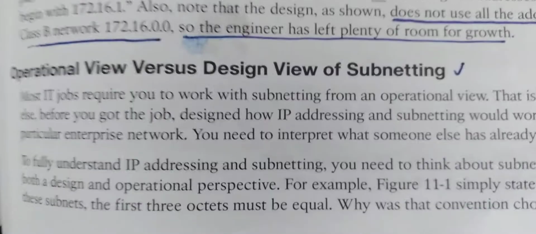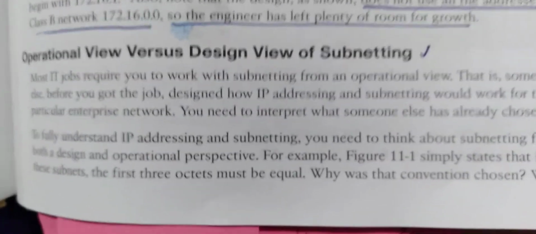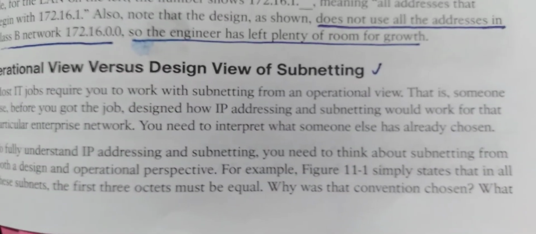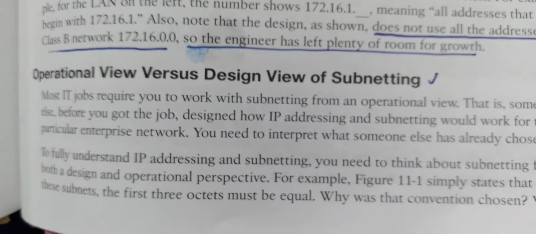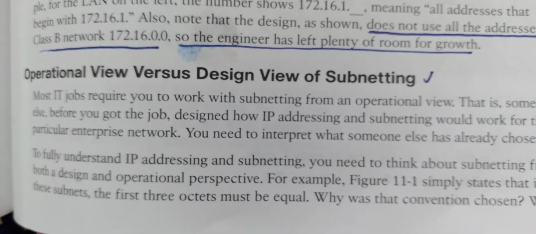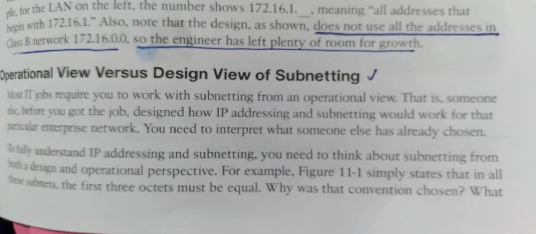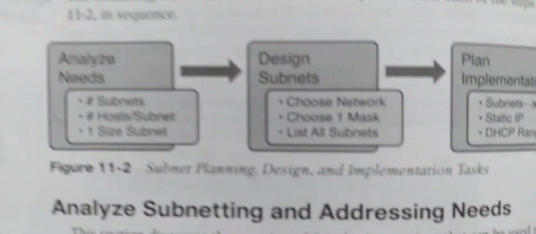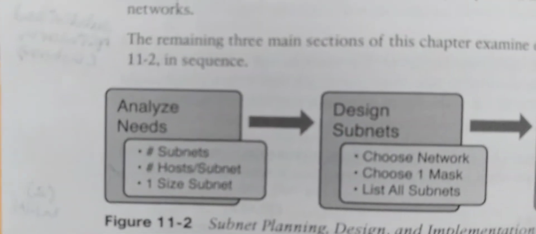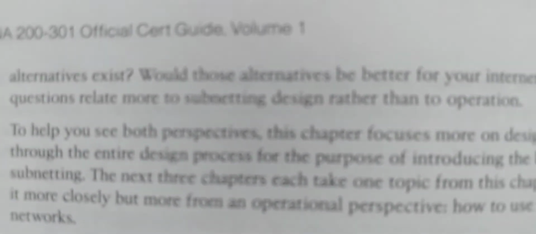For example, Figure 11-1 simply states that in all these subnets, the first three octets must be equal. Why was that convention chosen? What alternatives exist? Would those alternatives be better for your internetwork today? All these questions relate more to subnetting design rather than to operation.